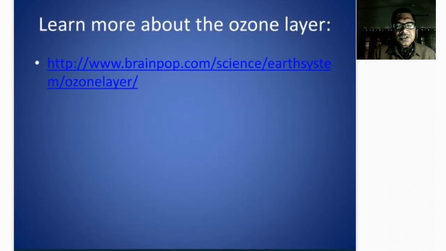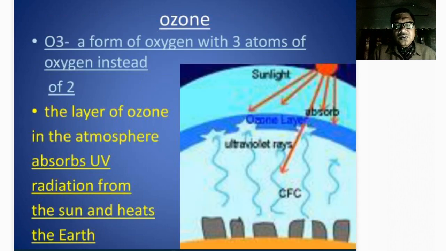Now, in the subsequent slide, I'll talk about the structure of the atmosphere. When we talk about the structure of the atmosphere, we talk about the various concentric layers which are found in our atmosphere.